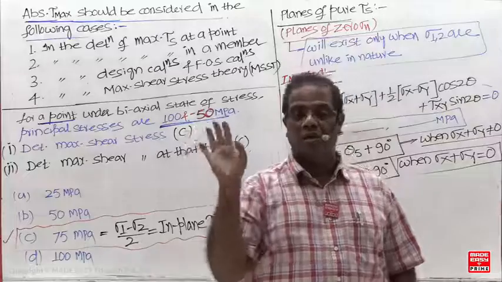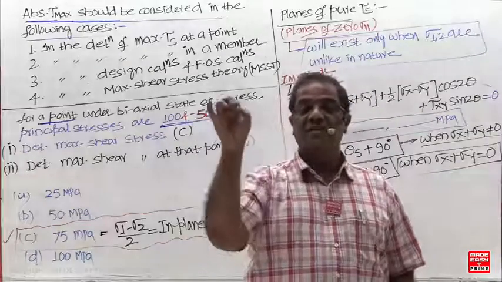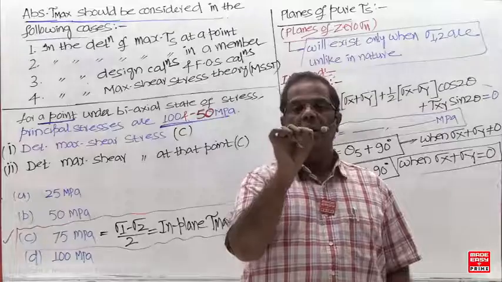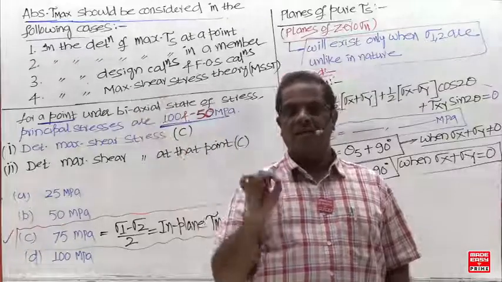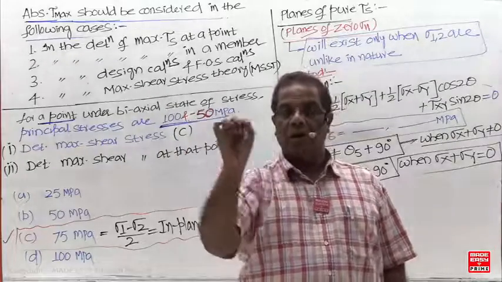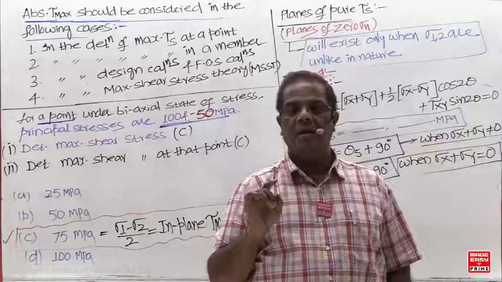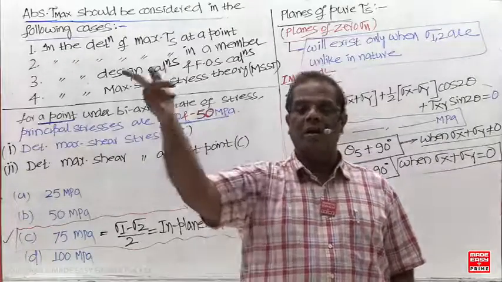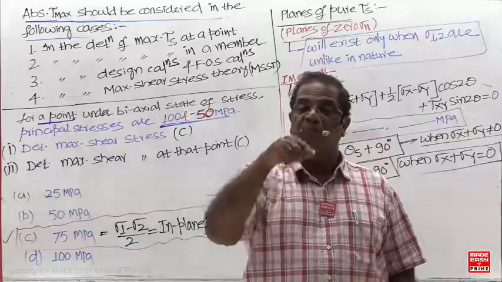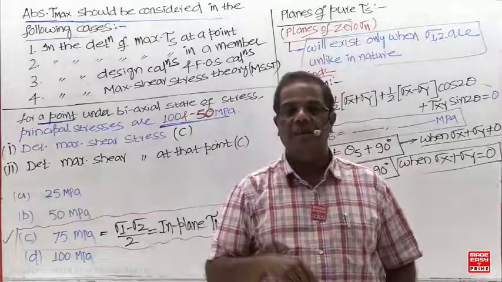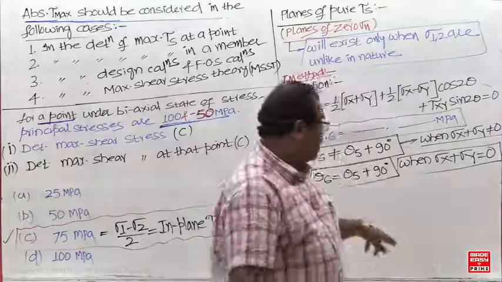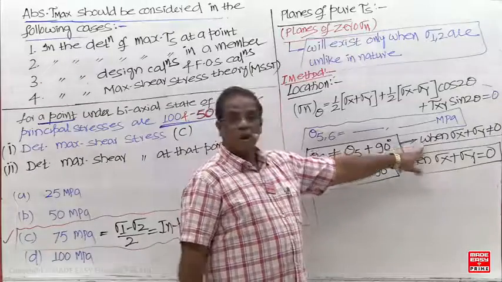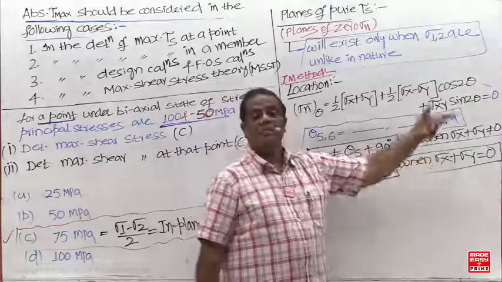If the MCQ question is given, which of the following statements are correct with respect to planes of pure shear? They are complementary planes, non-complementary planes, maybe complementary planes or non-complementary planes. Then you have to go for option C. You have to consider that they are complementary when sigma x plus sigma y is 0. They are non-complementary when sigma x plus sigma y is non-zero.